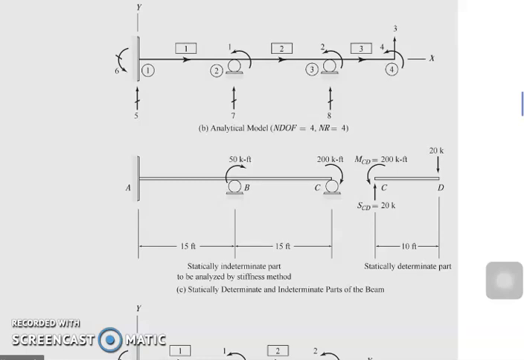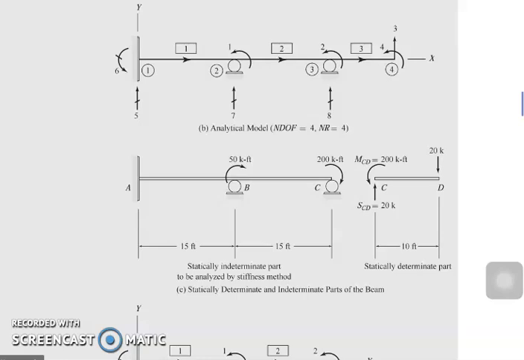Now we're going to continue our discussion of the solution of the problem. For the given figure, a section of the beam is overhang, so we have to separate the overhang from the rest of the beam. We are going to separate member 3. This will be treated as a statically determinate structure, and the rest of the beam, from member 1 to member 2, is a statically indeterminate structure.